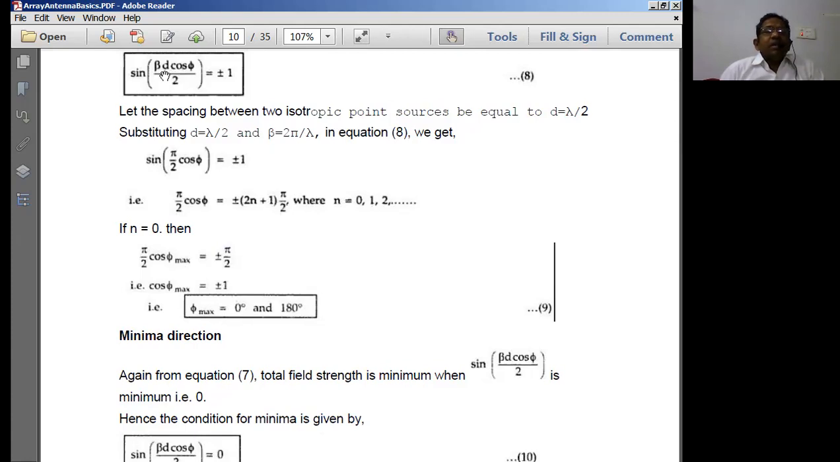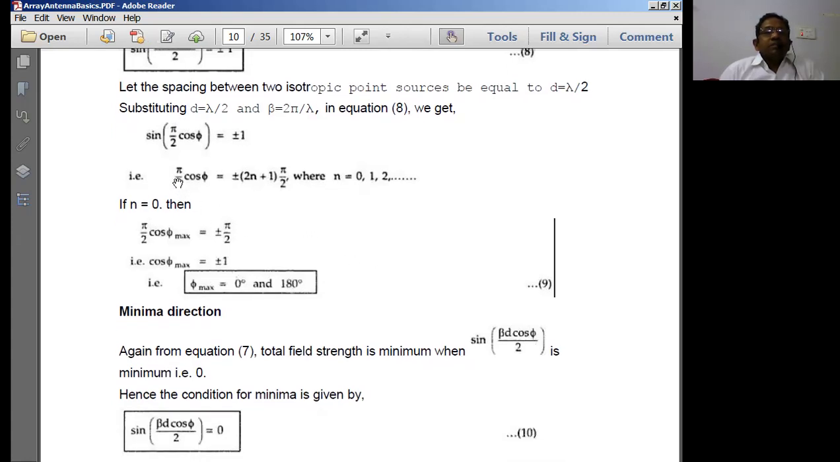Sine of beta means 2 pi by lambda. d is nothing but lambda by 2. So this lambda will get cancelled. 2 will simply get cancelled. I'll simply get pi by 2 cos phi as it is equal to plus minus 1. So therefore, this pi by 2 cos phi, this plus minus 1, using the trigonometric identity, we can have plus minus 2n plus 1 pi by 2, where n is going to take the values from 0, 1, 2, 3. So you should remember this equation.